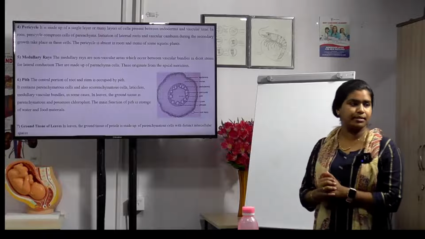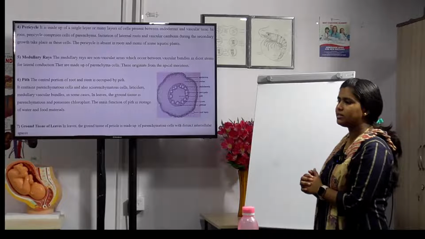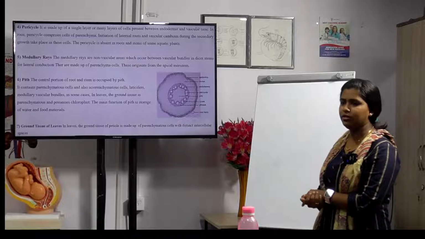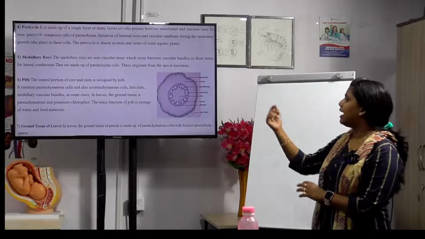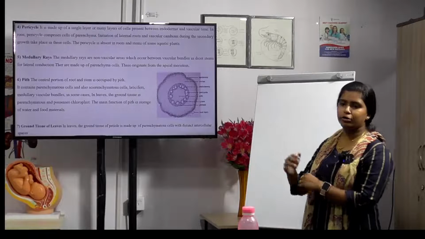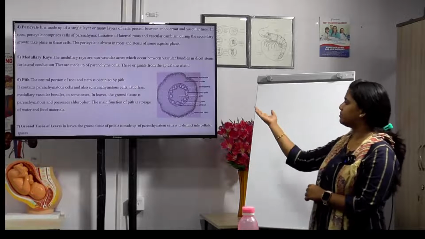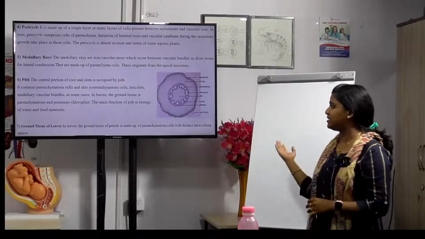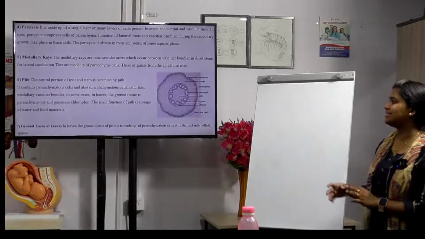Okay, what is apical meristem? Apical meristem is at the tip of the axis, at the root. Okay, and the pith is the innermost layer. The center portion of the root is occupied by pith. It contains parenchymatous cells and also sclerenchymatous, laticiferous cells, and medullary vascular bundles in some cases.